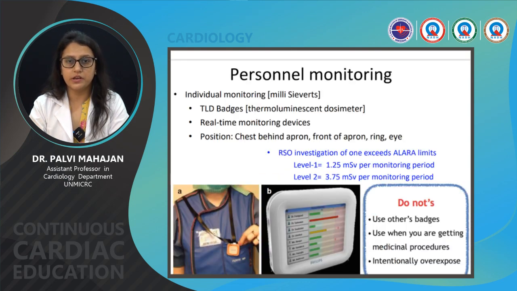Personal monitoring is very important and we need to have TLD badges, thermoluminescent dosimetry. Positions where we can place these TLD badges are on the chest, behind the apron, front of the apron, on the ring and in the eye.